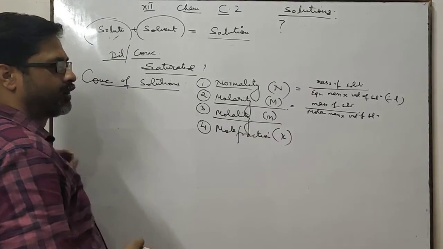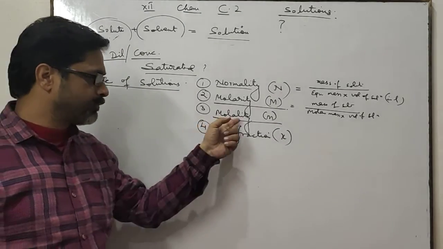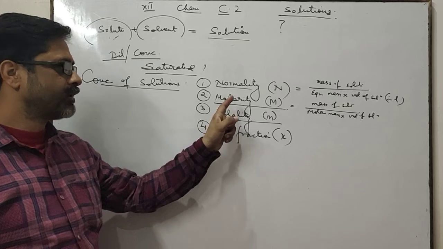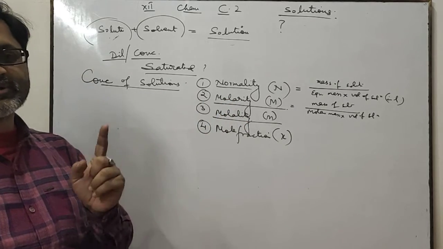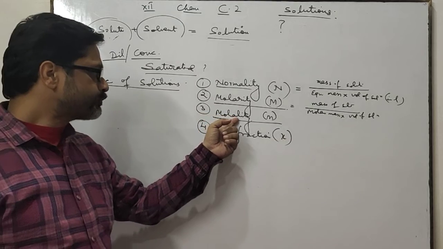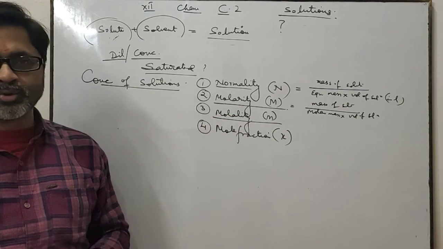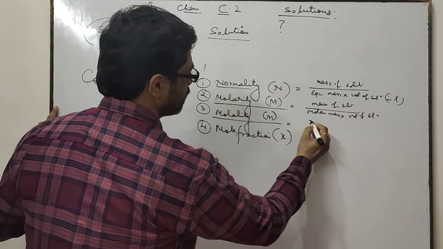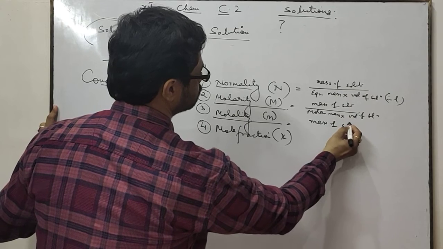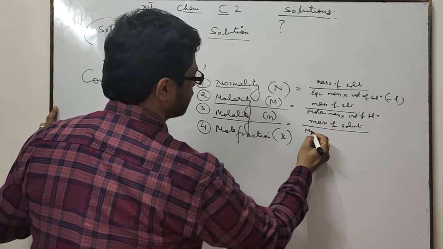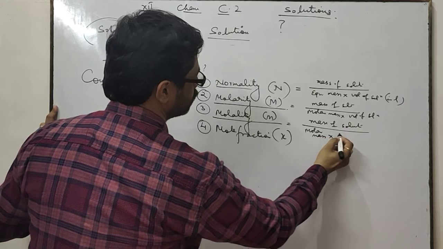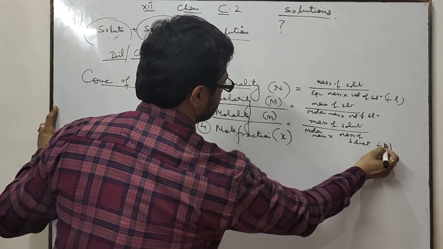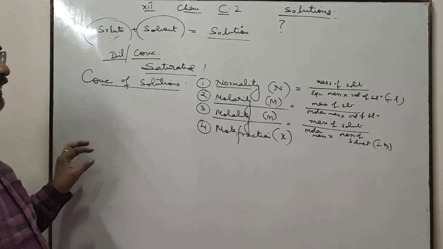What is molality? Molality is the number of moles of solute. This one is also number of moles of solute, but this is the number of moles of solute dissolved in per liter of solution, and this is the number of moles of solute dissolved in per kg of solvent. This is the difference between this and this. Mass of solute upon molar mass of solute into mass of solvent in kg. This one is the molality.